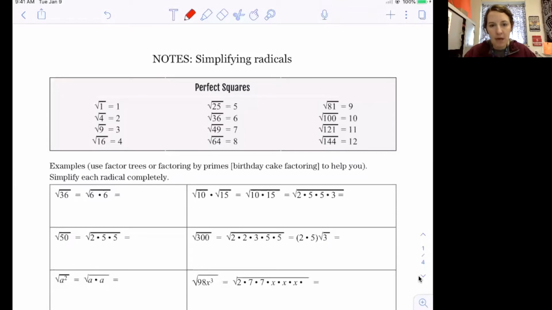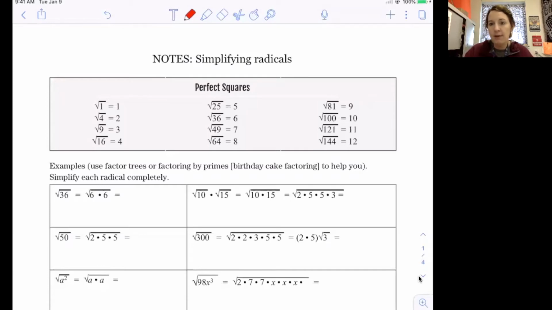So up at the top, I have all of the perfect squares listed from 1 through 12, meaning these are the numbers that have exact square roots. So if you have those numbers pop up, you'll be able to just take the immediate square root and move on with your life. But if not, then you're going to have to simplify it.